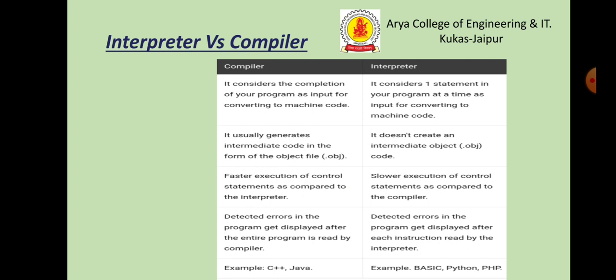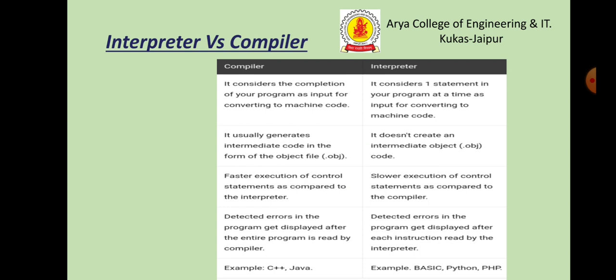Compiler usually generates an intermediate code in the form of .obj extension, whereas the interpreter does not create an intermediate code. Compiler is used for C++ and Java, whereas interpreter is used for BASIC, Python, PHP, etc. Compiler has faster execution as compared to interpreter, whereas interpreter has slower execution.